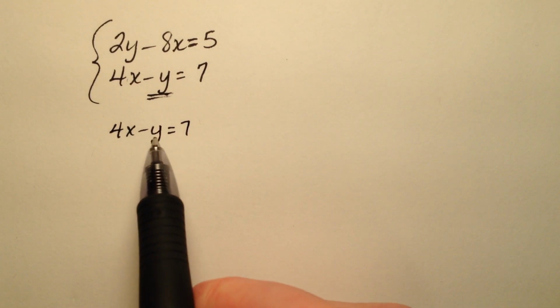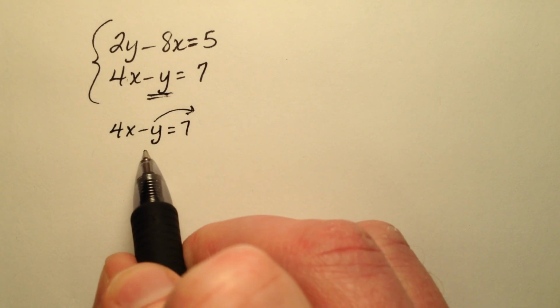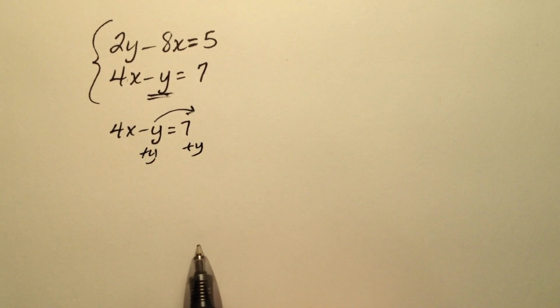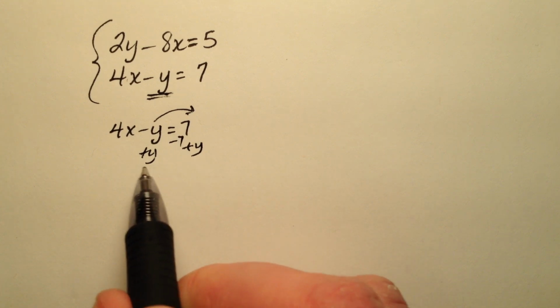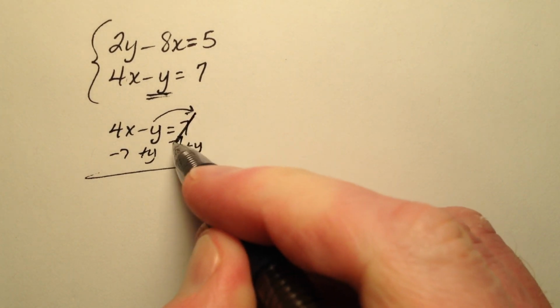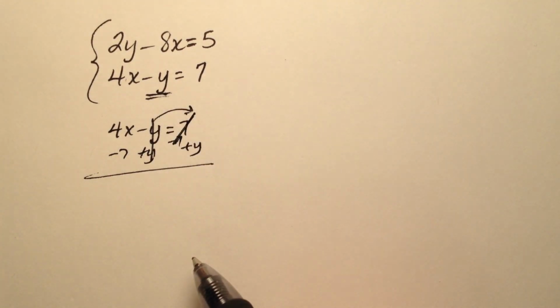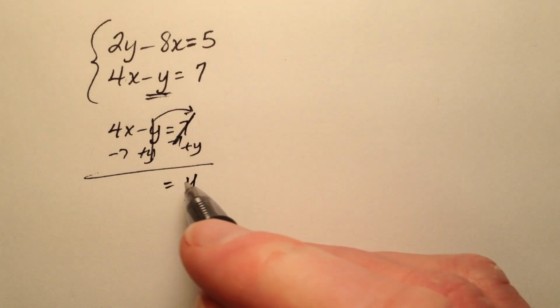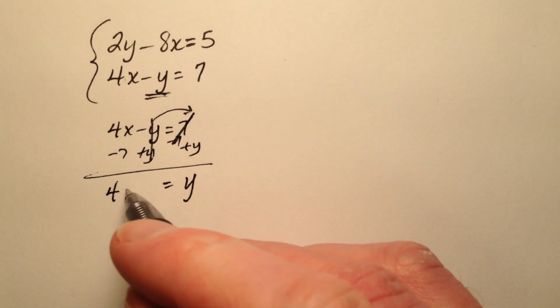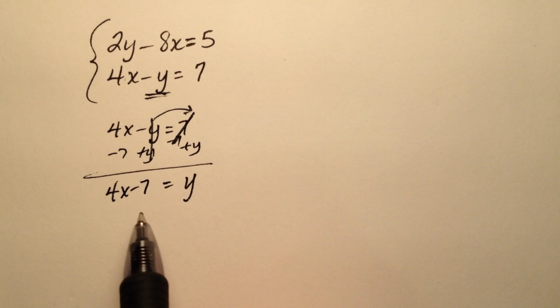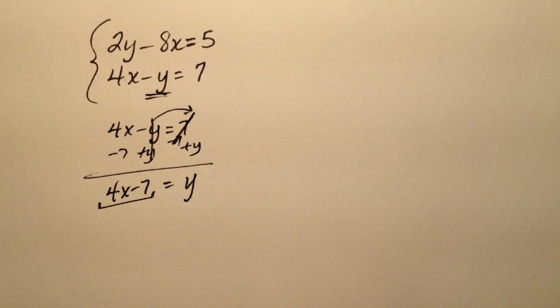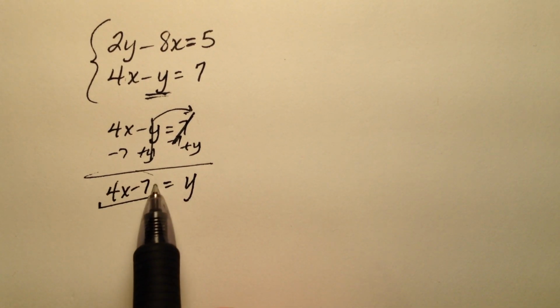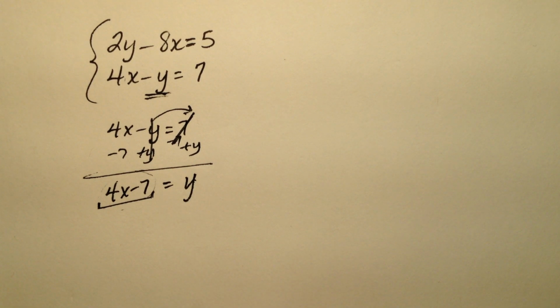So in order to make this y positive, I'm going to dump him over to the other side by adding y to both sides. But in doing so, I need to subtract 7 to kind of get rid of that constant and bounce him back over to the other side. So y is by itself on the right, and we have 4x minus 7 on the other side. So I know that the expression 4x minus 7 is equivalent to y.